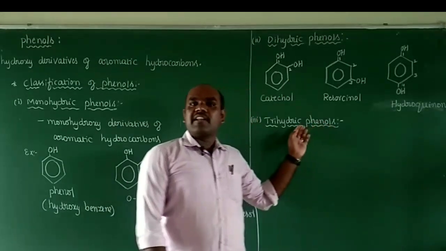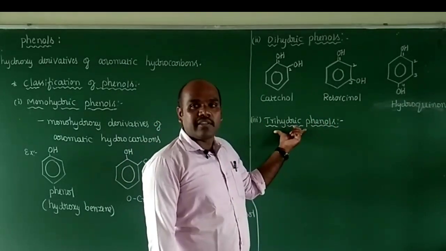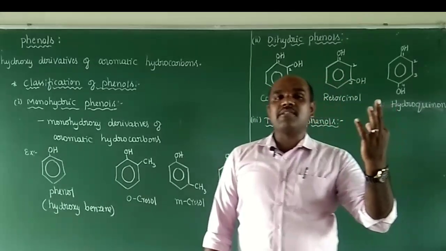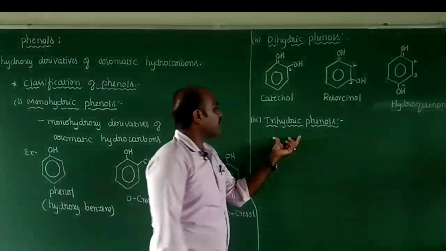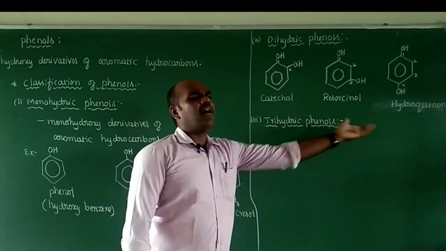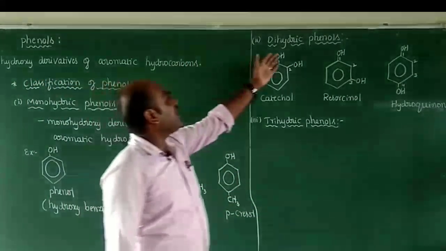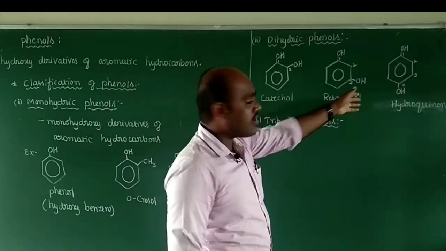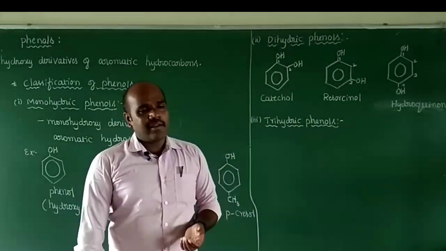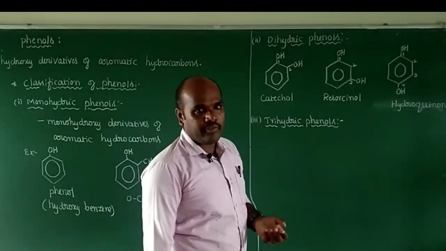Now let us go with the last type of phenols, trihydric phenols. These phenols are obtained by replacing three hydrogen atoms on the benzene ring with hydroxyl groups. So we can simply say trihydric phenols are the trihydroxy derivatives of aromatic hydrocarbons. Monohydric phenols are the monohydroxy derivatives, dihydric phenols are the dihydroxy derivatives, and trihydric phenols are the trihydroxy derivatives of aromatic hydrocarbons. Now we shall give some simple examples for trihydric phenols.